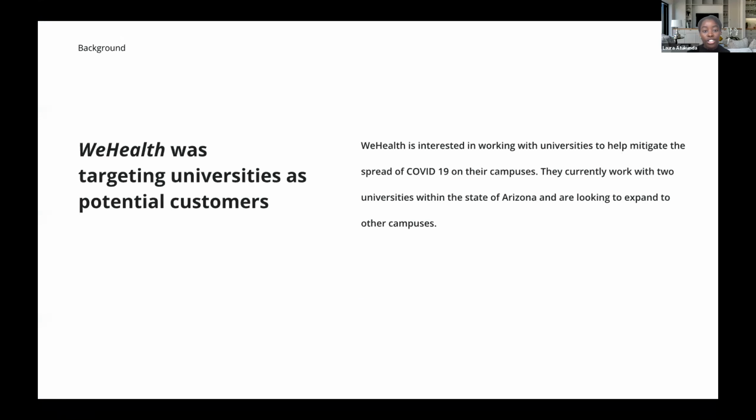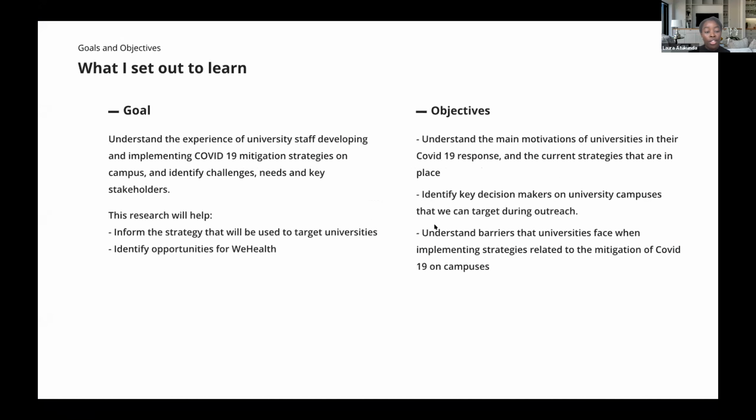In terms of the research overview, WeHealth was targeting universities as potential customers. The goal of the research was to understand the experience of university staff that are responsible for developing and implementing COVID-19 mitigation strategies on campus, and also to help identify key challenges, needs, and the key stakeholders in that process. This research could help inform the strategy that would be used to target universities, and also identify opportunities for WeHealth.